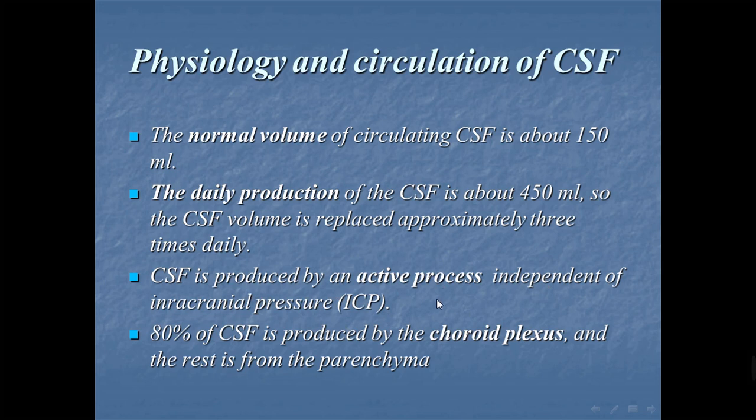For example, I repeat the sentence again. The skull is a closed box containing three things. Number one, the brain tissue. Number two, the blood in the vessels. And number three, the CSF. Now, if there is an increase in the size of the brain, for example, by a brain tumor, there will be a burden on the other structures, I mean the blood and CSF.